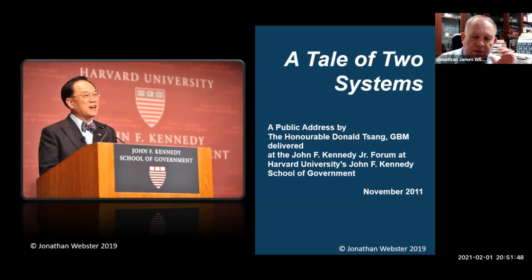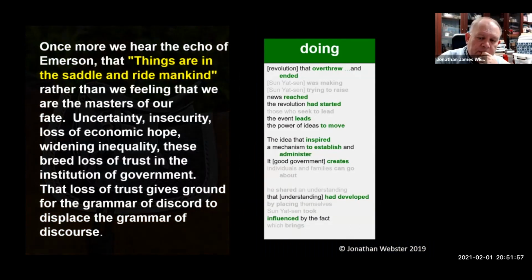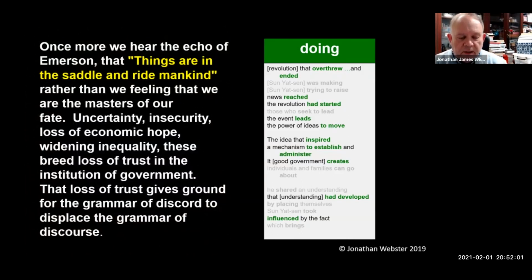In that speech by Donald Jung, A Tale of Two Systems, we noticed how, and I used his example before, he was expressing a certain ideology. Here we talked about it in terms of transitivity. If you remember, he uses a lot of doing, and who are the doers? They are not people. But that is his way of looking at life. Once more, he says, we hear the echo of Emerson, that things are in the saddle and ride mankind. Things are in the saddle. They're driving. They're the ones driving where we are going, not people. Well, that was one of the points that we made.